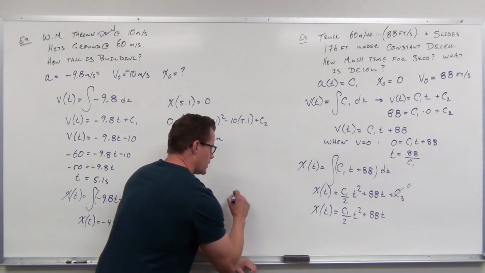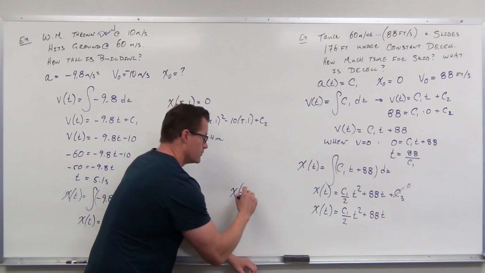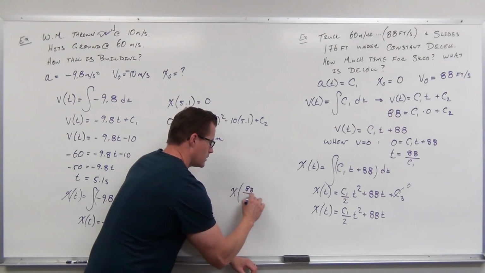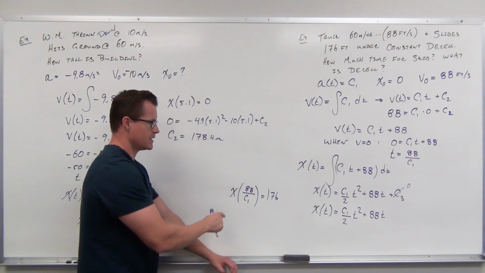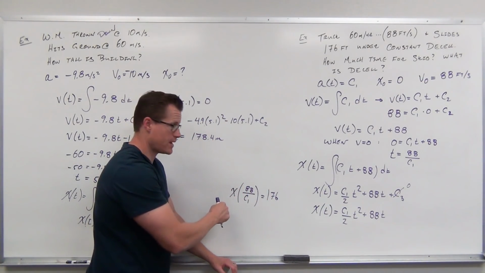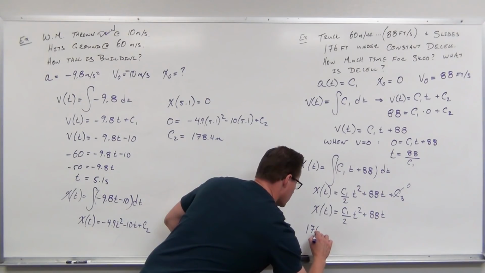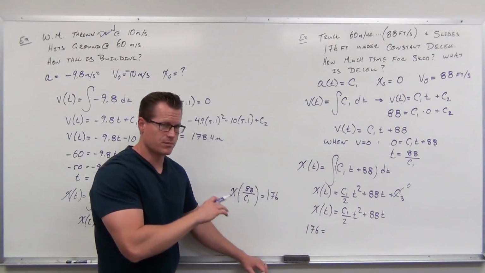So x of 88 over C1 is 176 feet. After this time, we'll have gone that far. It's gonna look bad.